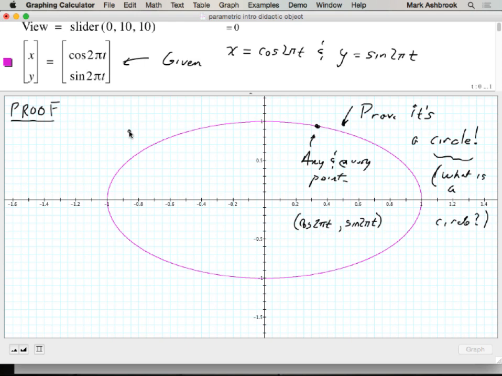Given x equals cosine 2 pi t and y equals sine 2 pi t. Okay, and what are you saying about that? You know that radius squared, there's a formula, radius squared equals x squared plus y squared, right? Are you declaring the equation of a circle? Is that when you say that?